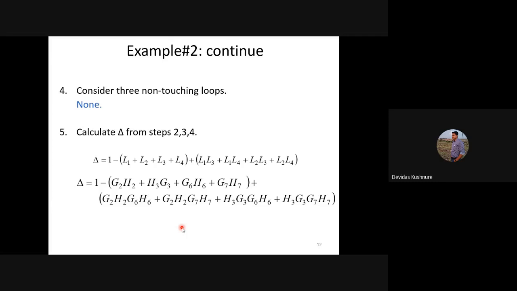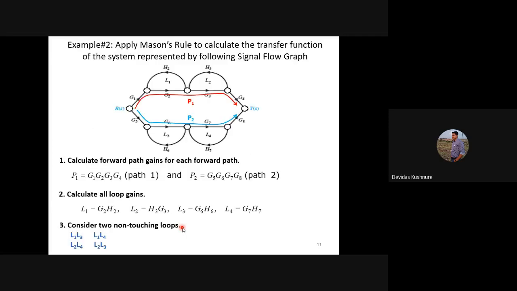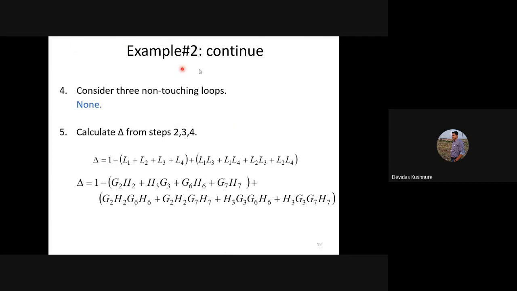Is there any 3 non-touching loops? 3 loops that are non-touching with each other. So we do not have. If we consider L1, L2 is touching, and L3 and L4 are touching here. So we do not have 3 non-touching loops. We have 2 non-touching loops. So we can write the gain of the first pair, second pair, third pair and fourth pair, so on. The next part we don't need to calculate.